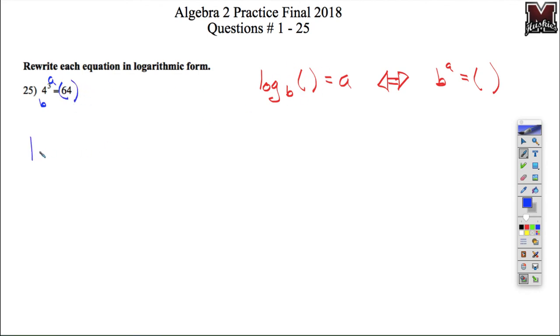So I have to rewrite the log. It's going to be base b, b was 4, so base 4 of parentheses, parentheses was 64, and that's set equal to whatever a was. A was 3. Done, box it.